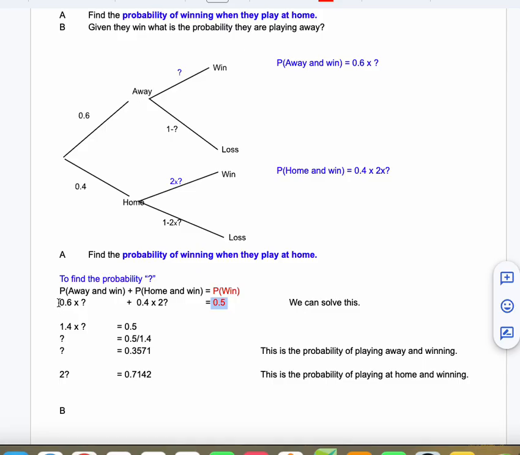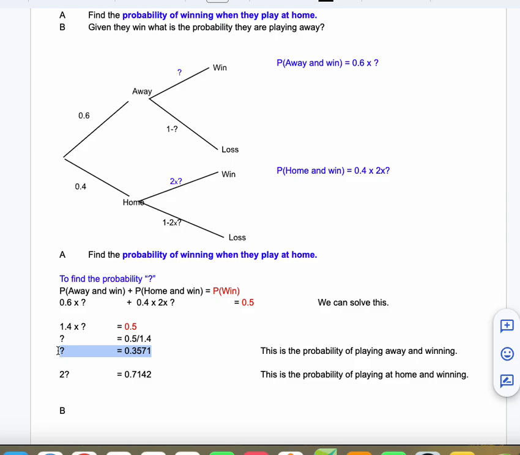So the probability I win when I'm away, still got an unknown in that, still got an unknown in that. Might be good manners to put a times there. But I know when I combine those two it equals 0.5. This is very solvable. 0.6 plus 0.8 that I got from there gives me 1.4 times this unknown question mark. Still totals that 0.5. The 0.5 hasn't changed. And then I do a quick division and I get this. Now this is the value of my question mark, which is the probability of winning in an away game.